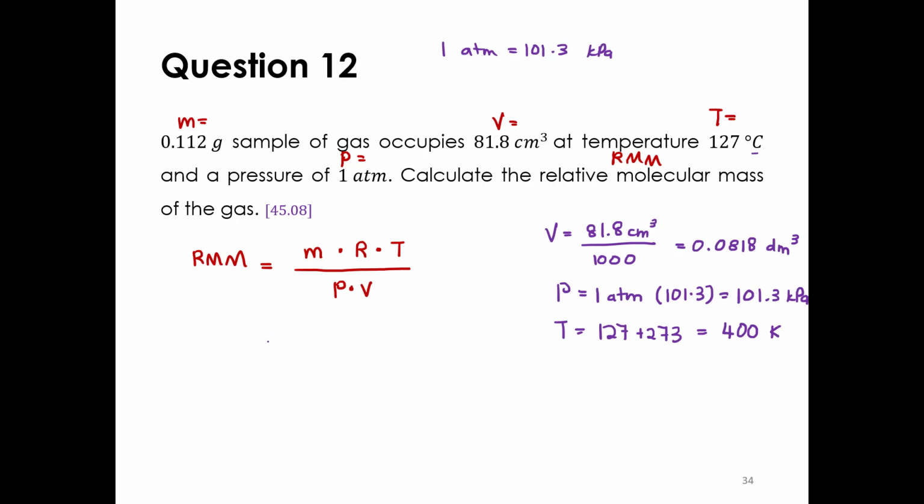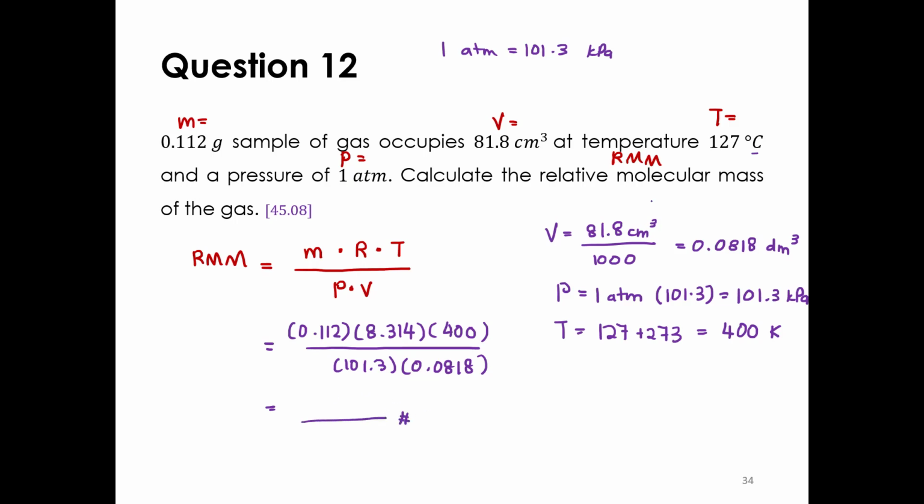Then you can substitute the value. Mass is 0.112, R is 8.314, temperature is 400, divided by pressure 101.3 and volume 0.0818. Again, you will get an answer which does not have any unit because it is relative molecular mass. Relative means I'm comparing the mass to 1/12 of carbon-12. Since it's a comparison, the unit cancels off, so I don't have a unit here.